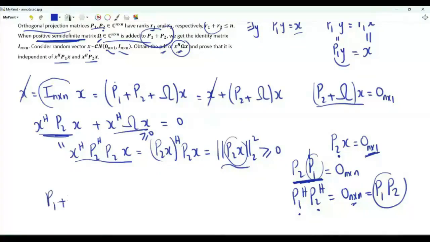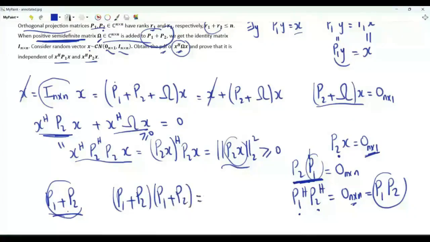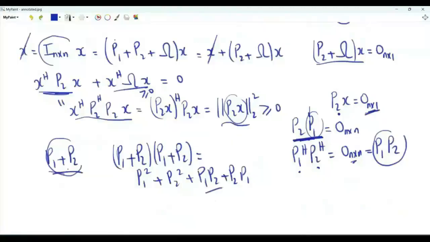Let's investigate the matrix P1 plus P2, which is relevant to our problem. This sum here plus the positive semidefinite matrix omega is identity. The claim is that this matrix is an orthogonal projection matrix. This matrix is Hermitian. What if we multiply it by itself? We get P1 plus P2 times P1 plus P2. We have four terms. This is the zero matrix. This is also the zero matrix. This is P1, this is P2. P1 plus P2 is Hermitian. P1 plus P2 is idempotent. It is an orthogonal projection matrix.